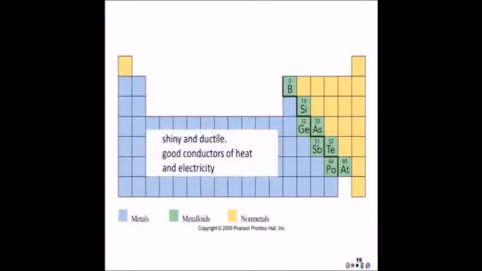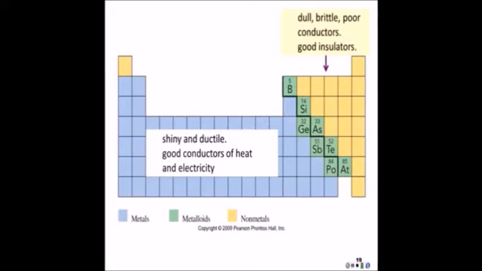All metals are shiny and ductile. Now, ductile means you can draw it into a wire. They're all good conductors of heat and electricity, and they're also malleable, which means you can hammer them into shapes. Nonmetals, on the other hand, are the opposite. Nonmetal actually means not a metal. So nonmetals are dull, brittle, and poor conductors of heat and electricity. The opposite of a good conductor is an insulator, so nonmetals are good insulators.